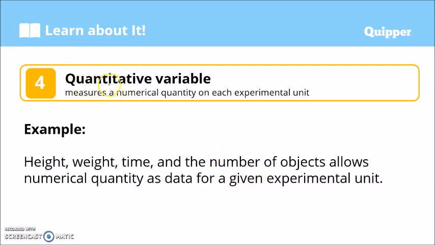Next, we have what we call quantitative data. Quantity. So, meaning it measures a numerical quantity. Numbers ito, numbers. Okay, so it measures a numerical quantity on each experimental unit. Example, yung height. Diba, numbers yan. Yung weight, yung time, number of objects. Okay, it allows us to measure them numerically. Okay, numerical quantity as data for a given experimental unit. Again, that's quantitative variable.